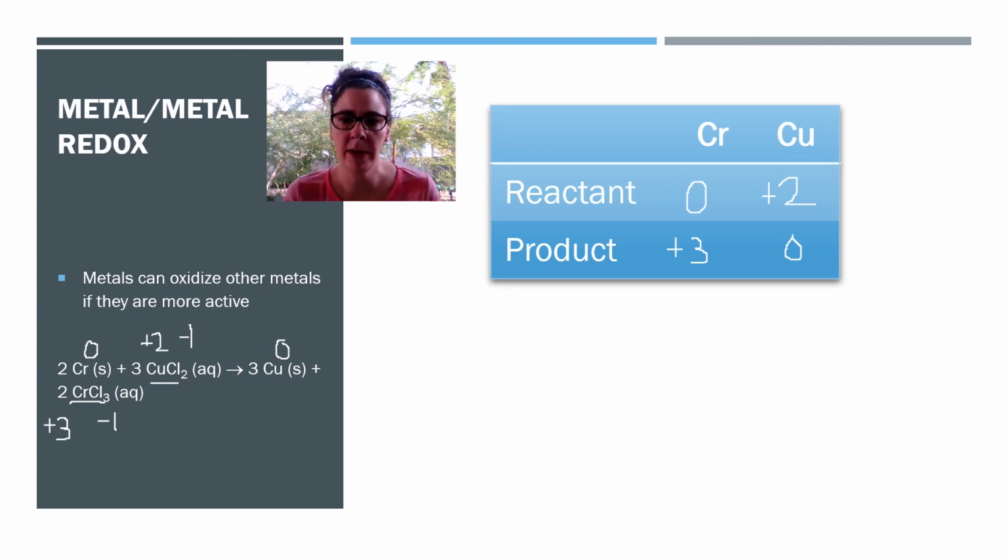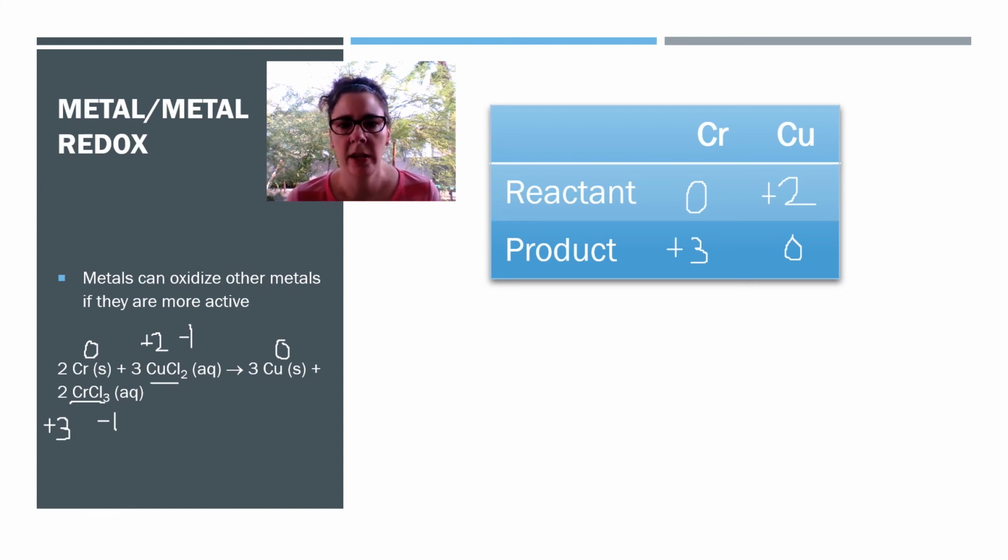Okay, so chromium and copper are the two elements in this reaction where the oxidation numbers have changed. So they are the ones involved in the oxidation reduction process. If we look at our chloride, the oxidation number hasn't changed. It's chloride -1 on the reactant side, and chloride -1 on the product side. So it's not involved in the redox reaction.